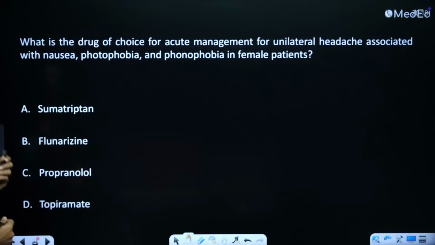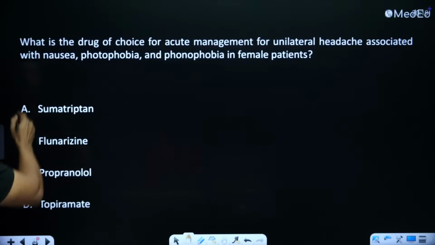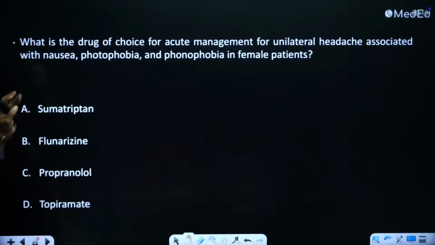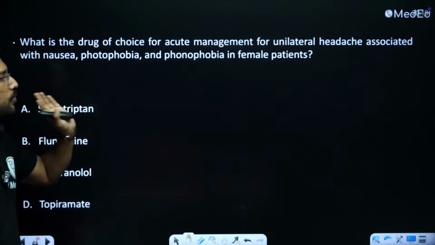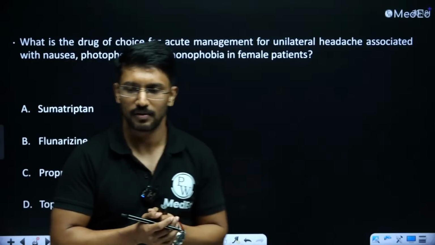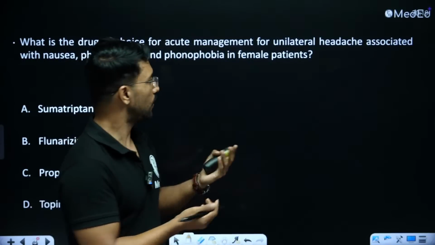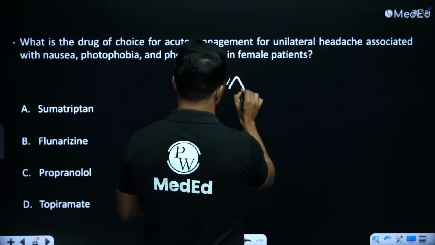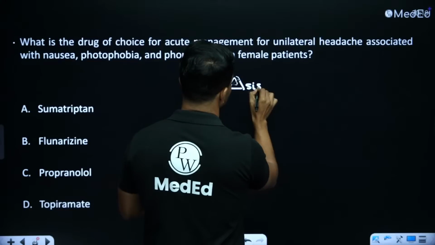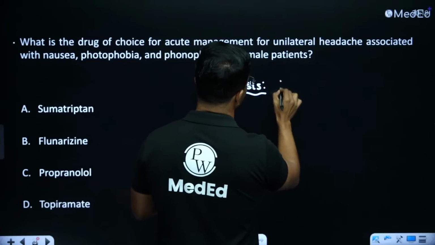Okay. Next question. What is the drug of choice for acute management of unilateral headache associated with nausea, photophobia, phonophobia in female patients? Pretty simple, straightforward question, right? So what is the diagnosis here? All the clues are there, no confusion. It's a classical case of migraine.